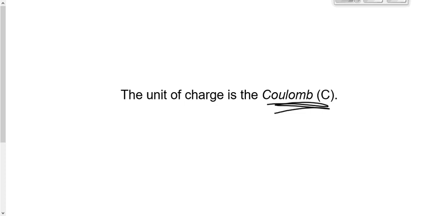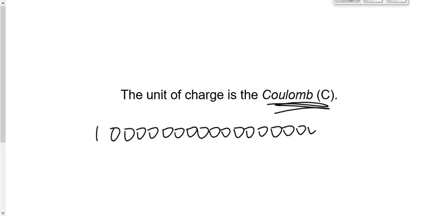A coulomb is actually a really, really big unit of charge. In fact, it's so big that it takes about that many electrons to make up a single coulomb of charge, or that many protons to make up a single coulomb of charge as well, since a proton and the electron have the same but opposite charge. You don't need to write that number down. Just know that a coulomb is a big unit of charge.